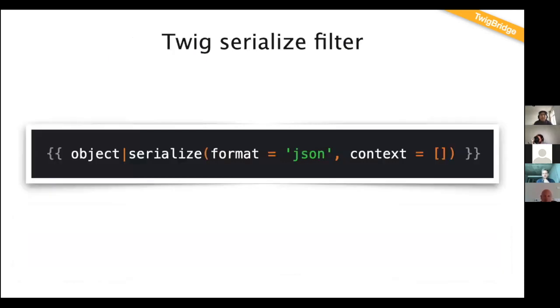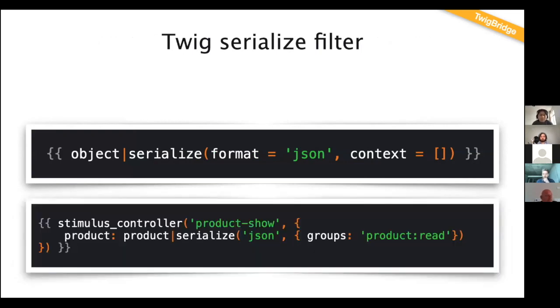And then we have a new filter, the serialized filter, which you can use in a template to serialize some object into a specific format. So it's calling the serializer in the background. And this is convenient if you, for example, use this new Symfony Stimulus bridge and want to call a controller there, because these controllers expect JSON, for example. And then you can serialize your object directly in the template. Don't have to do that in the controller anymore.